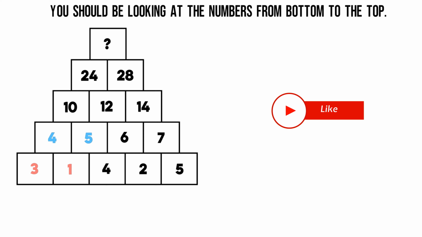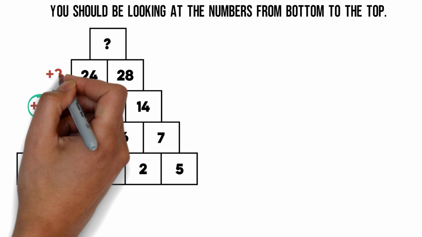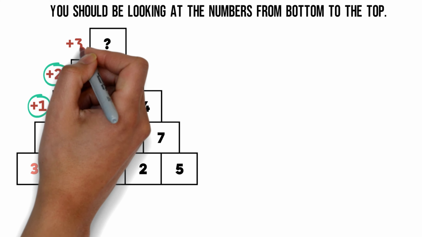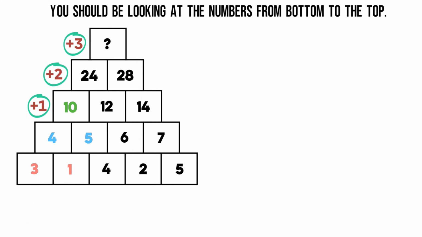If we go from the second row to the third row, you see that 4 and 5 does not necessarily add up to 10. 4 and 5 adds up to 9, and then you need to increment it by 1. If you go to the next layer, you need to increment it by 2. And then in the final row, you need to increment it by 3. So the correct answer here is choice 55.